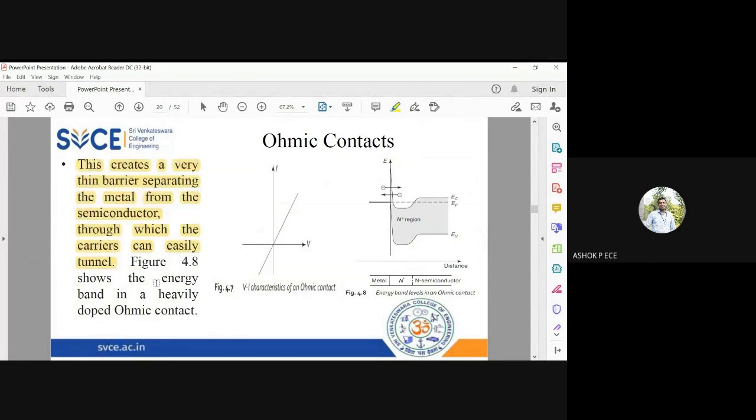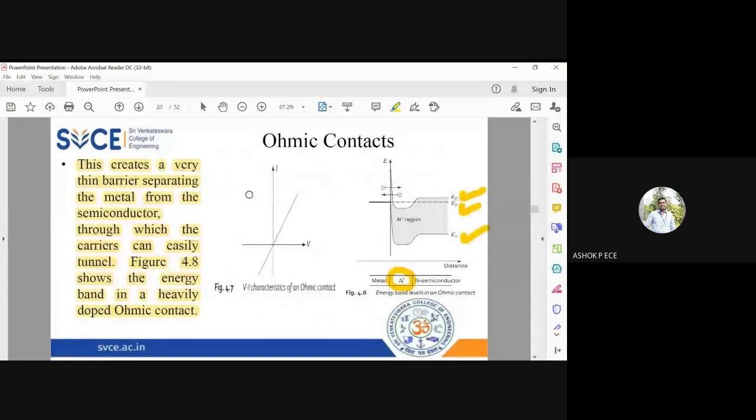So it shows the energy band diagram of a heavily doped ohmic contact, and you can see the VI characteristics are linear. As you increase the voltage, the current increases proportionately, because the barrier is very, very thin, and because of very heavy doping you will see a reduction in the barrier in the N plus region. Between the metal and the semiconductor, you are going to have an additional N plus region. This N plus region is very heavily doped. Because of the presence of this very heavily doped N plus region, you have a drop in the energy band for all the levels: conduction band, Fermi level, and valence band.